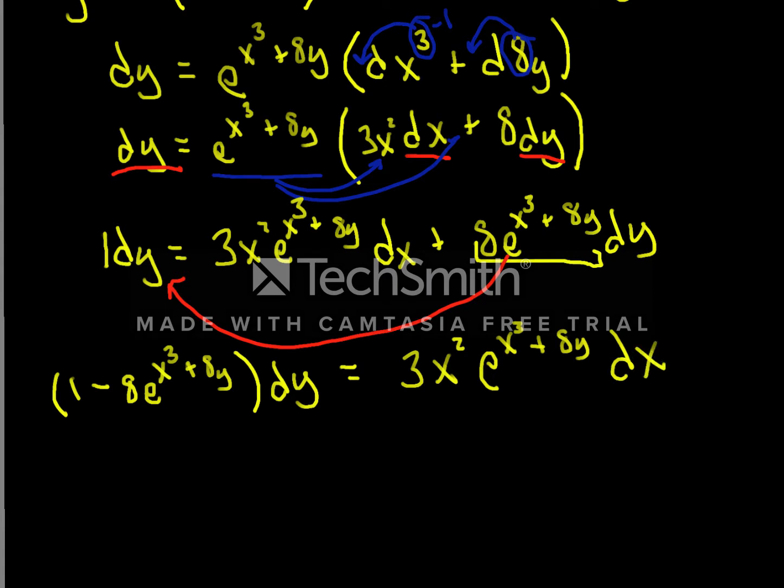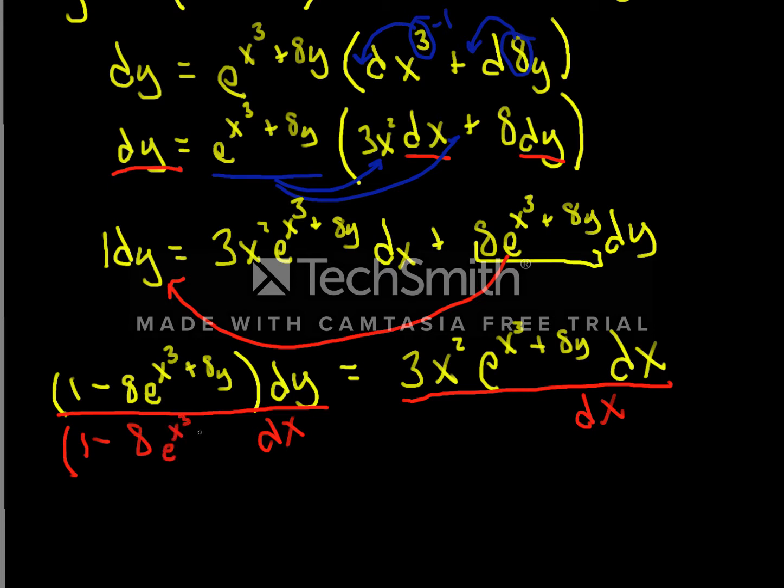And so I'm going to divide both sides by dx. I'm going to divide the right side by dx, which will cancel there. I'll divide the left side by dx, which will get me the expression I want, dy/dx. And then to get rid of this coefficient, I'll divide both sides by 1 minus 8 e to the x cubed plus 8y. And I'll do the same on the right-hand side. 1 minus 8 e to the x cubed plus 8y.